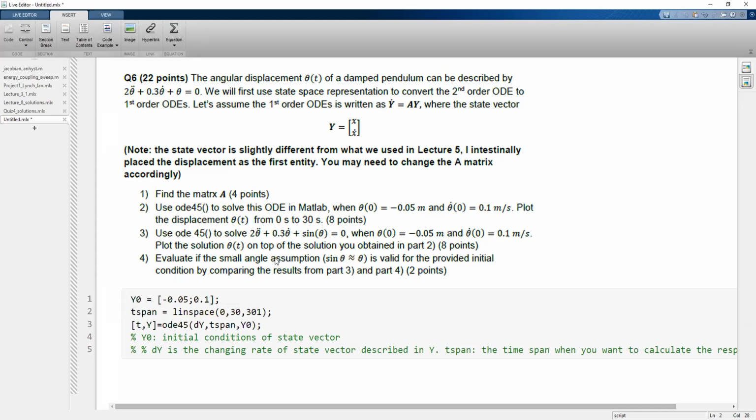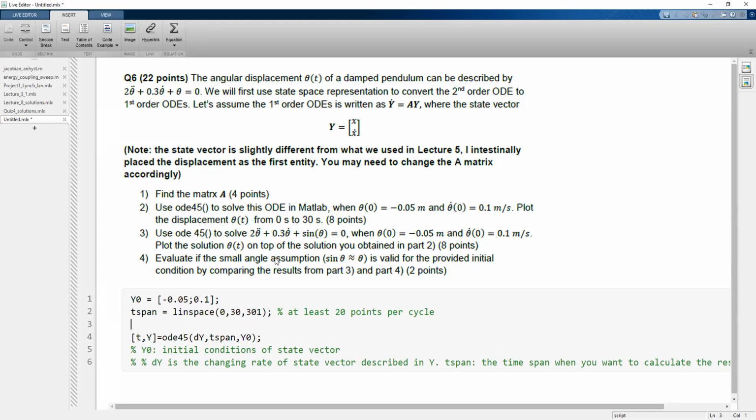So my suggestion is at least 20 points per cycle. You have to estimate your omega n first, and then estimate your period. You need to make sure there are at least 20 points in one complete cycle. Otherwise, you're going to see the Nyquist effect. You are going to miss the high frequency information. All right, so y naught and t-span, they're very straightforward. I think the challenging part is how to find the changing rate.